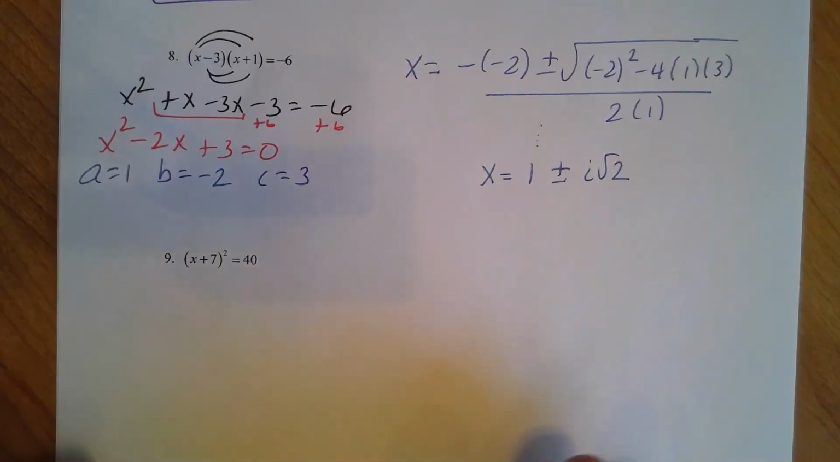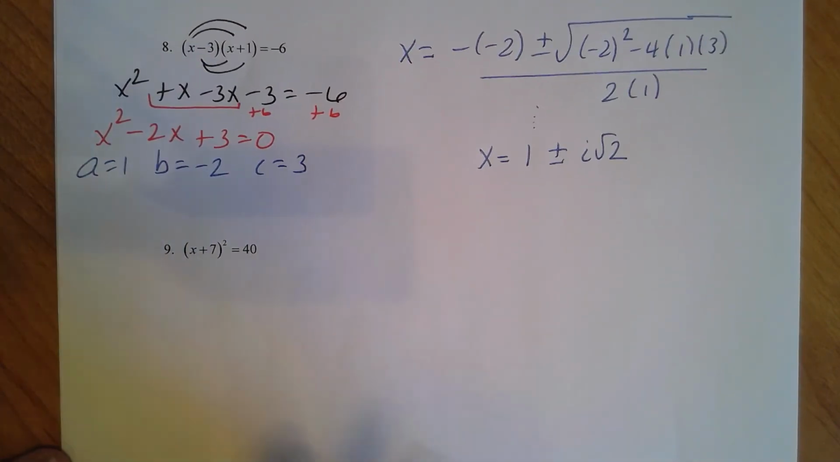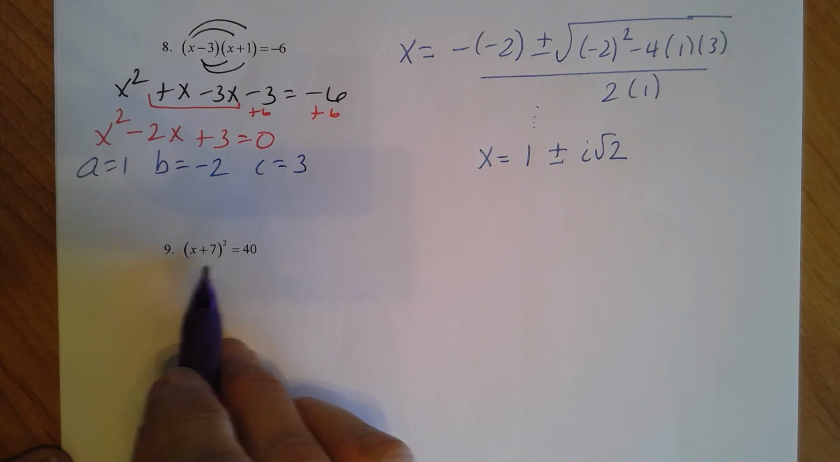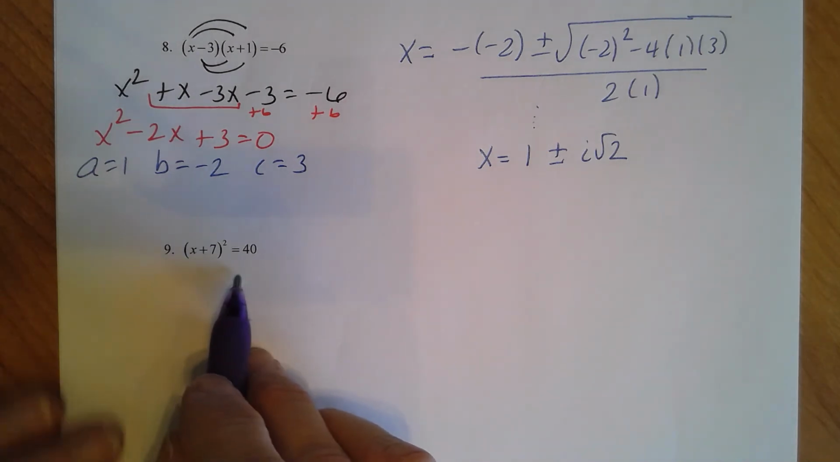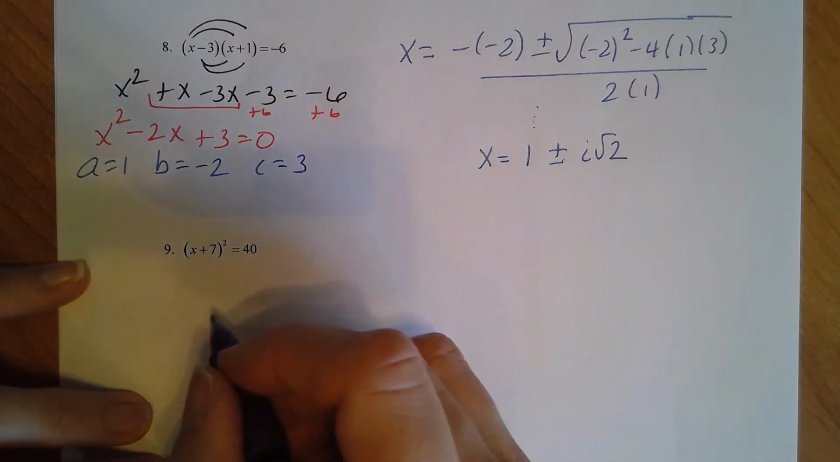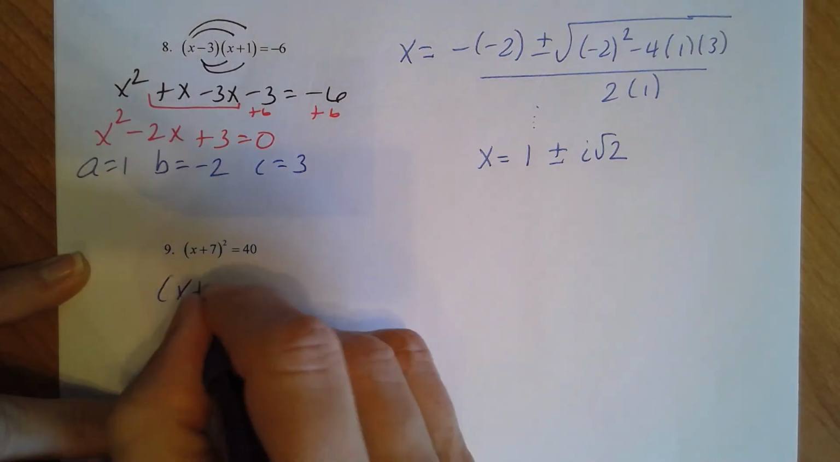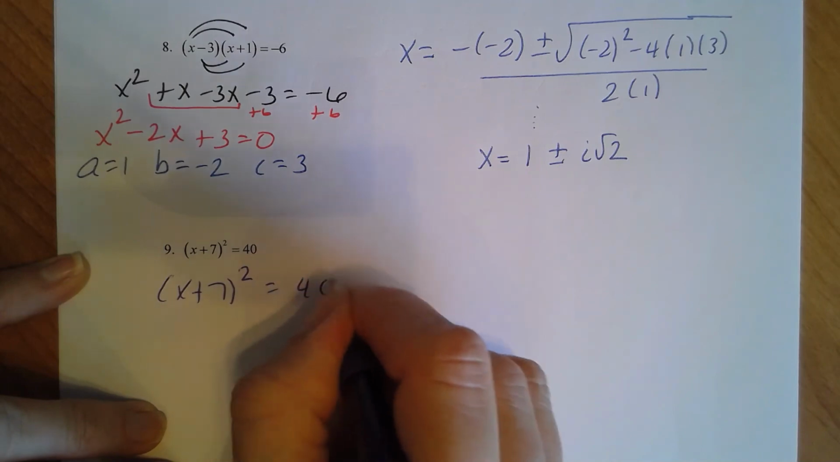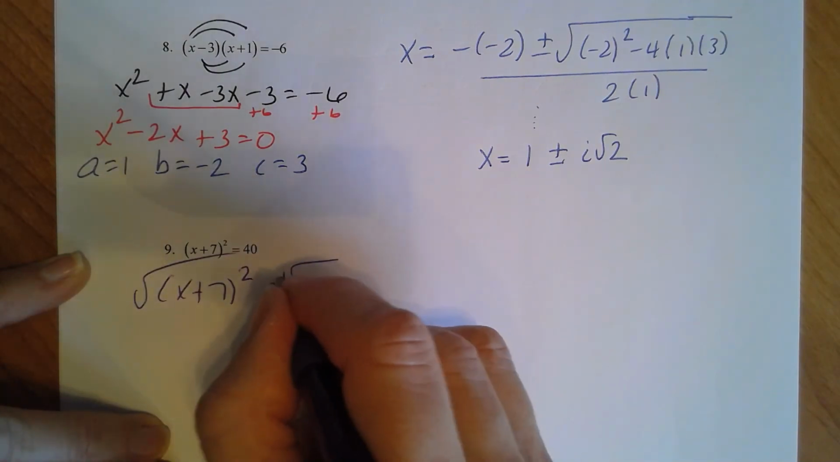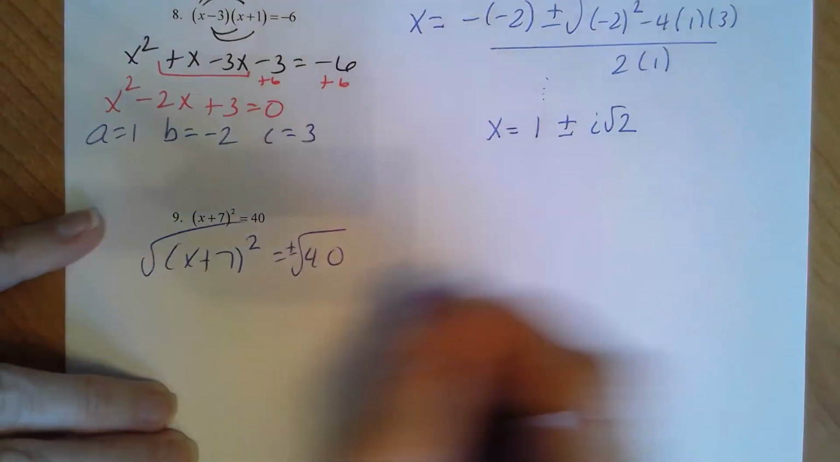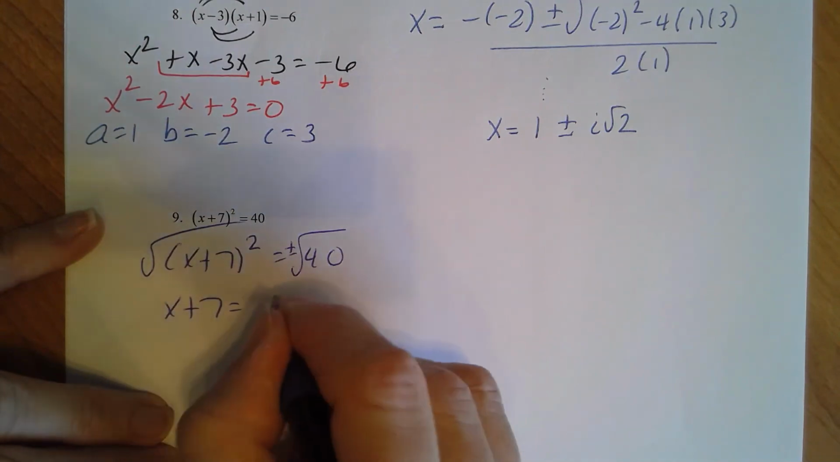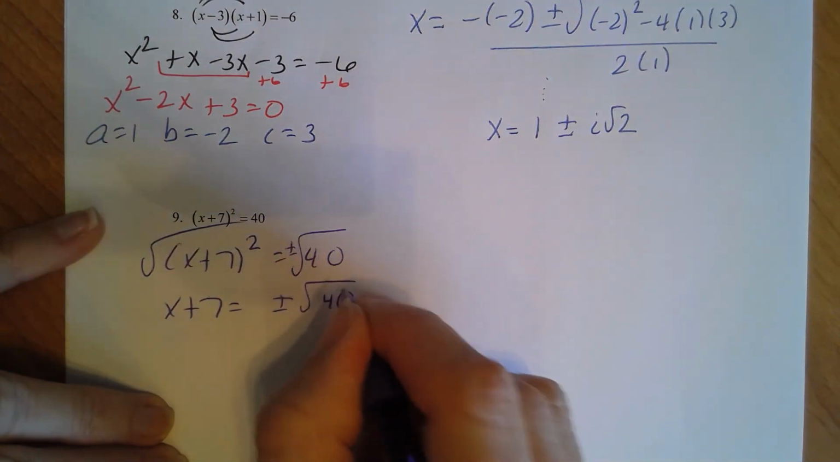All right, so last one, number 9. You could do an old way of taking x plus 7 times x plus 7, multiplying it all out, but we haven't done the square root property in this section yet, so let's go and do the square root property. So we're going to take the square root of both sides because we have a quantity squared equaling a constant, and don't forget plus or minus. So x plus 7 equals plus or minus the square root of 40.